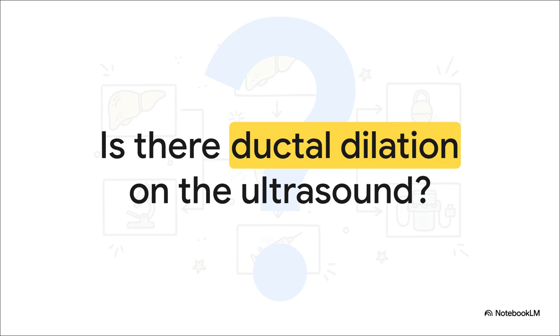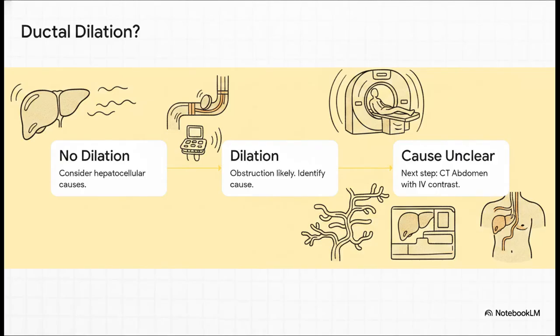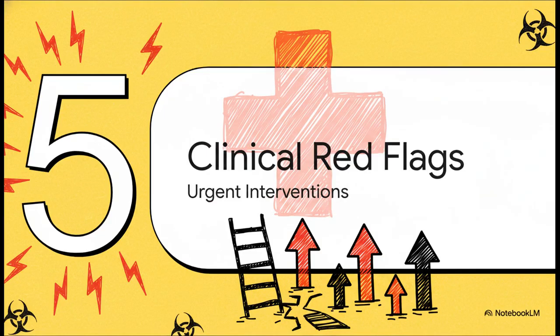The answer to that single question instantly splits our workflow again into obstructive versus non-obstructive causes. If there's no dilation, an obstruction is pretty unlikely, so we start thinking about non-obstructive hepatocellular issues, like viral or alcoholic hepatitis. But if you do find dilation, boom, you're likely dealing with an obstruction. If the ultrasound actually spots a gallstone, awesome, go ahead and proceed to management. But if a stone or mass is causing dilation and the cause is still unclear, you've got to escalate. Step up to a CT of the abdomen with IV contrast or an MRCP to get a really detailed map of the area. Which brings us to step 5, critical clinical red flags.